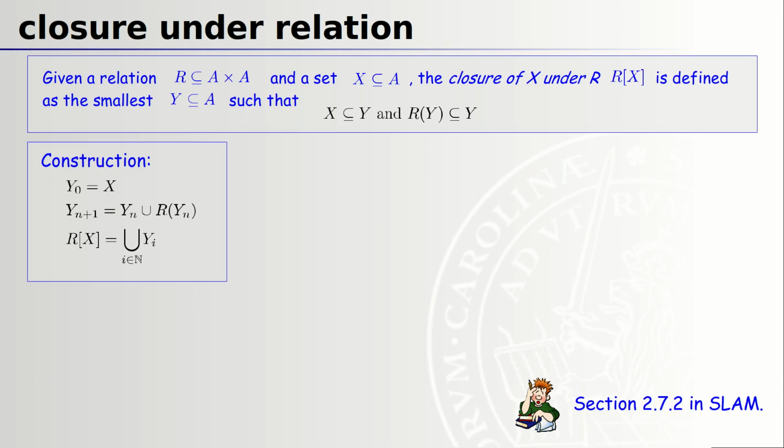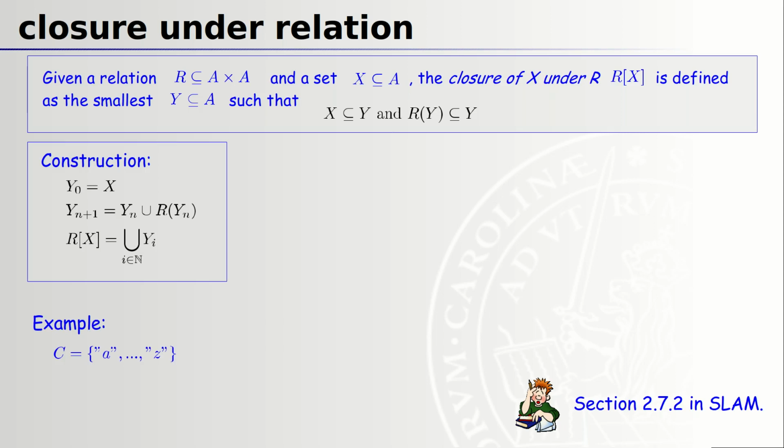The next type of inductive definition is a slight generalization of closure under a function. For any relation R over a set A and a subset X of A, the closure of X under R is basically all those elements that can be reached from X by following the arrows in the relation R. In the inductive definition, we add at each step the image of the previous set under R to the result. Let's look at an example.